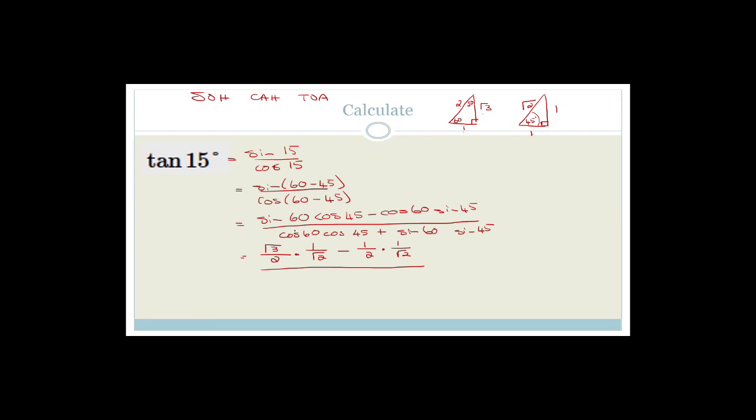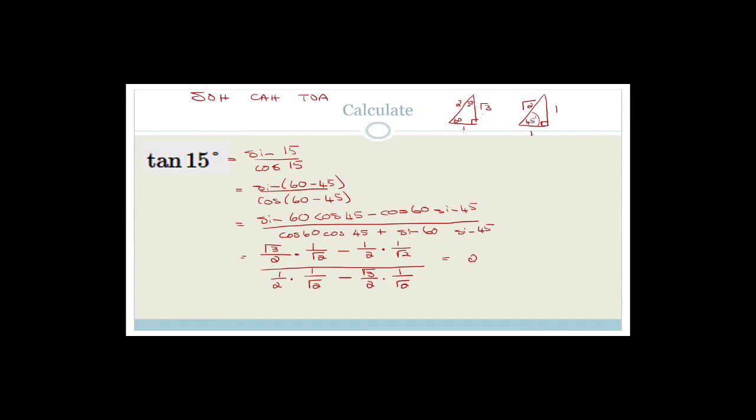all divided by cos of 60, which is adjacent over hypotenuse, which is 1 over 2, cos of 45, which is 1 over root 2, minus sine of 60, which is opposite over hypotenuse, which is root 3 over 2, sine of 45, which is 1 over root 2. So do you agree now? We've got a common denominator at the top here of 2 root 2. Okay, sorry, let me just write that neater for you guys.